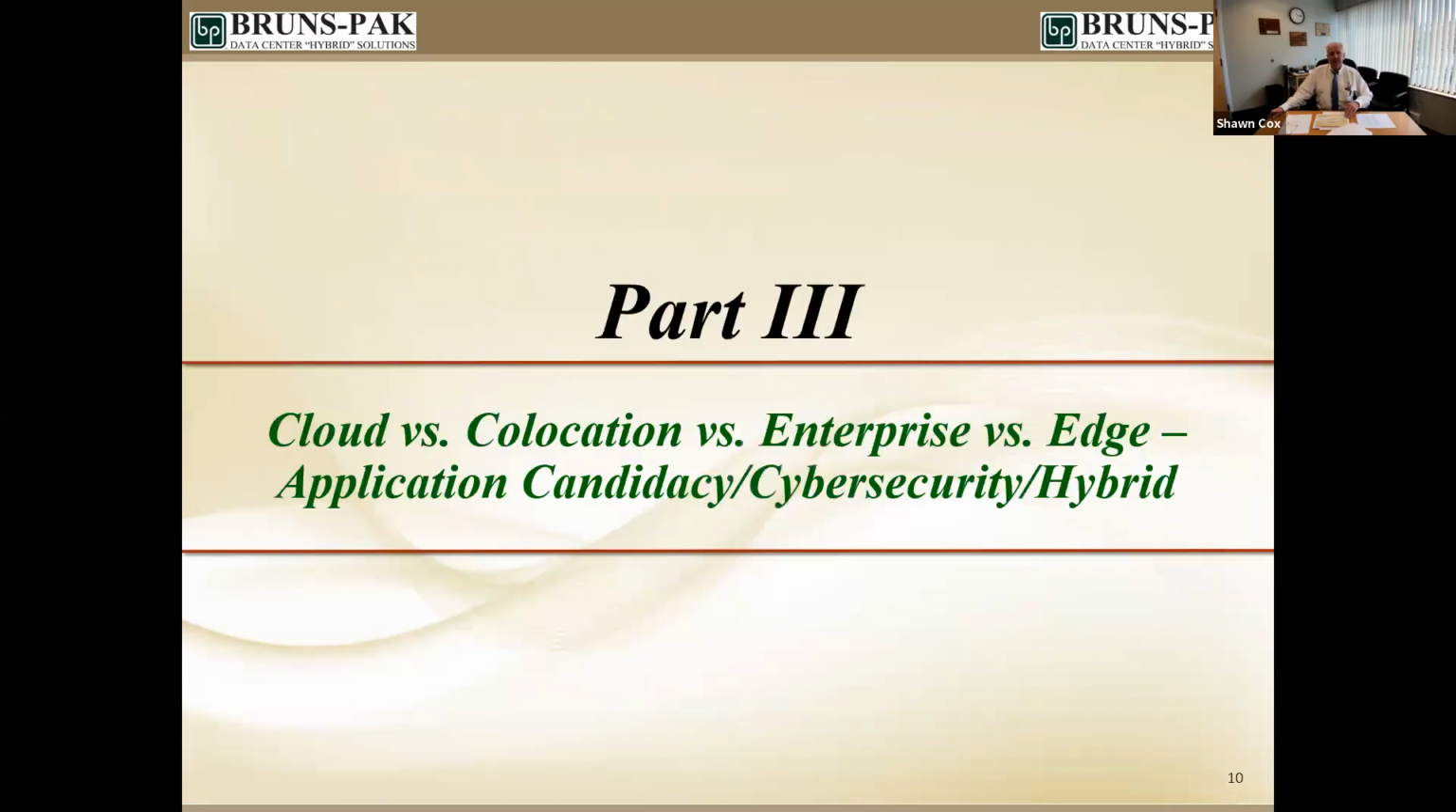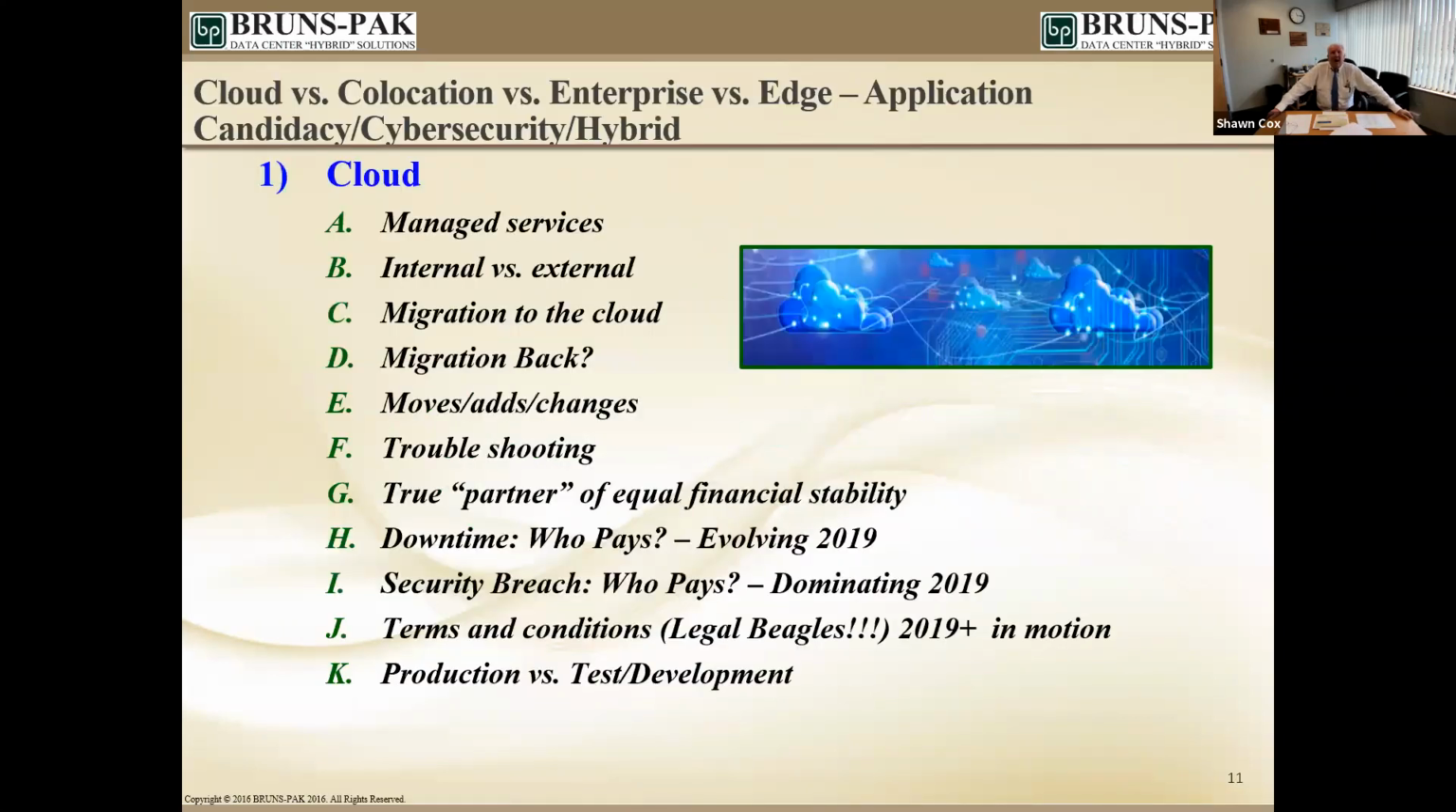Let's go into part 3. Let's talk about cloud versus co-location versus enterprise, application candidacy, cybersecurity, and hybrid. So the cloud, there's a lot of people with a lot of scenarios associated with the cloud. It is moving. There's no question.